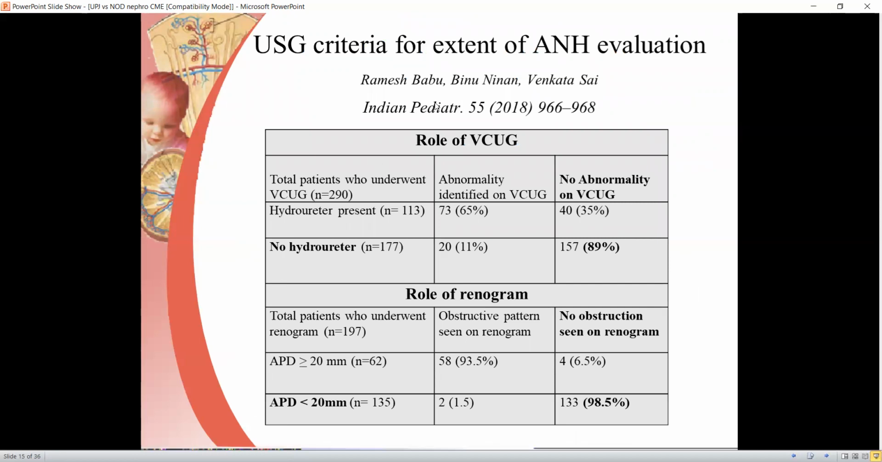Now, ultrasound criteria for the extent of antenatal hydronephrosis evaluation, we published this in the year 2018. Basically, we felt that in the absence of hydroureter, the VCUG had very little yield. And when the AP diameter was less than 20 millimeter, the renogram had very little yield on obstruction. So probably with less than 20 millimeter, I would wait rather than keep on repeating the renograms. So this is our finding.